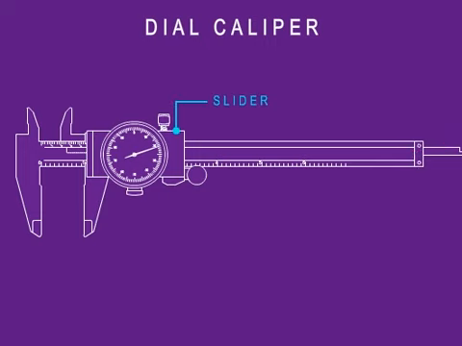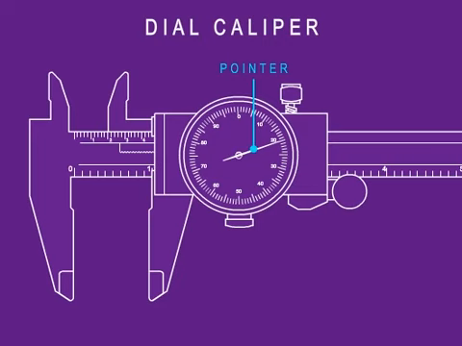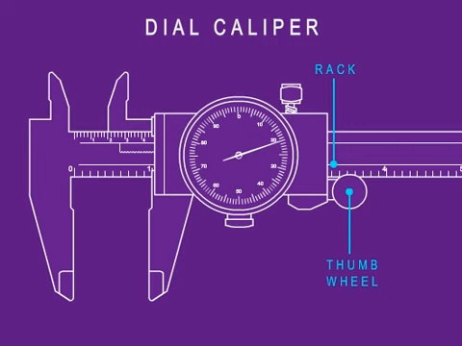The slider moves along the blade and is used to adjust the distance between the measuring surfaces. The pointer rotates within the dial as the slider moves back and forth along the blade. Larger increments are kept track of with the reference edge. The rack and thumb wheel allow for a controlled, fine movement of the slider when making a measurement.